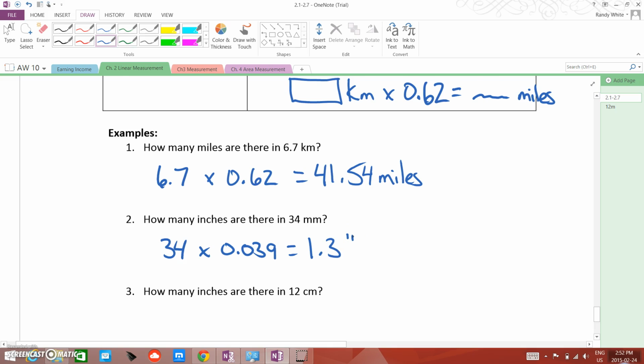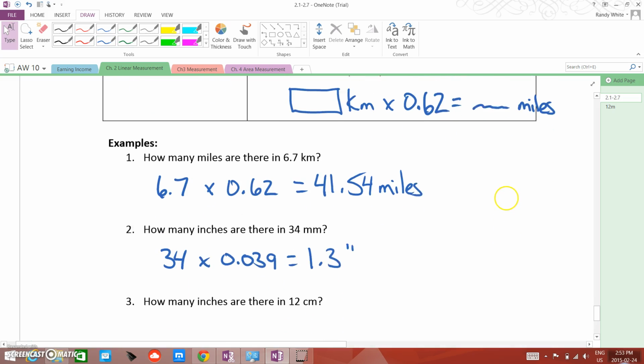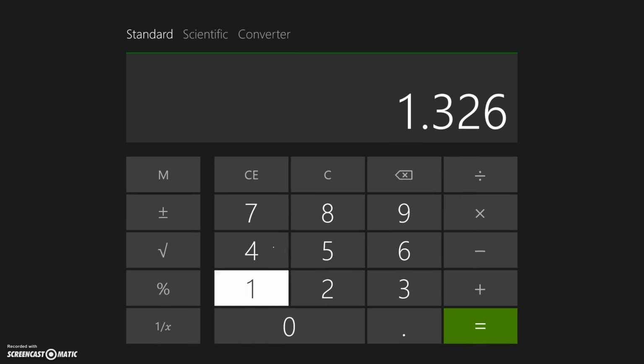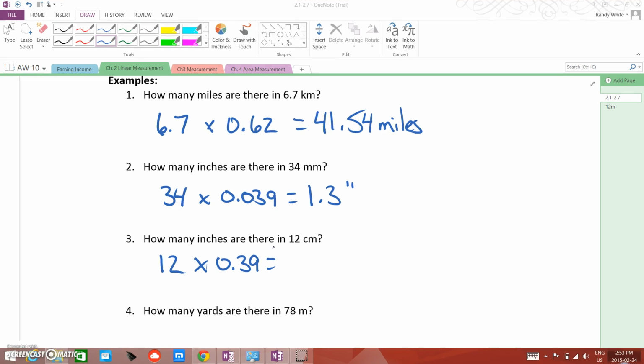And how many inches are there in 12 centimeters? Okay, so this time we're going from centimeters to inches, so it's just 0.39. So I'm going to take my 12 centimeters times it by 0.39. 4.68 or 4.7 inches.